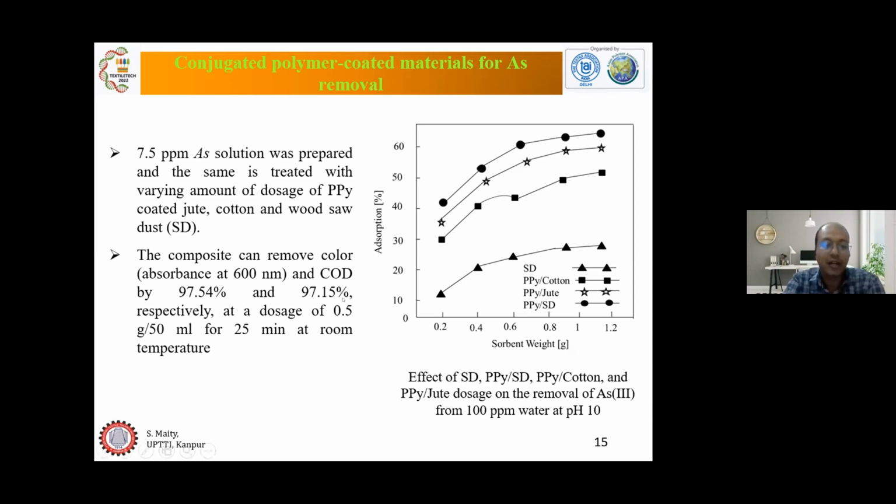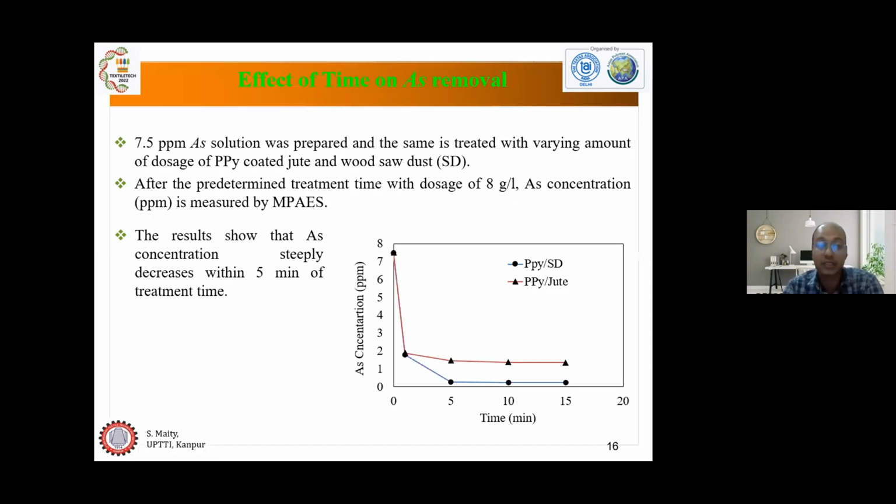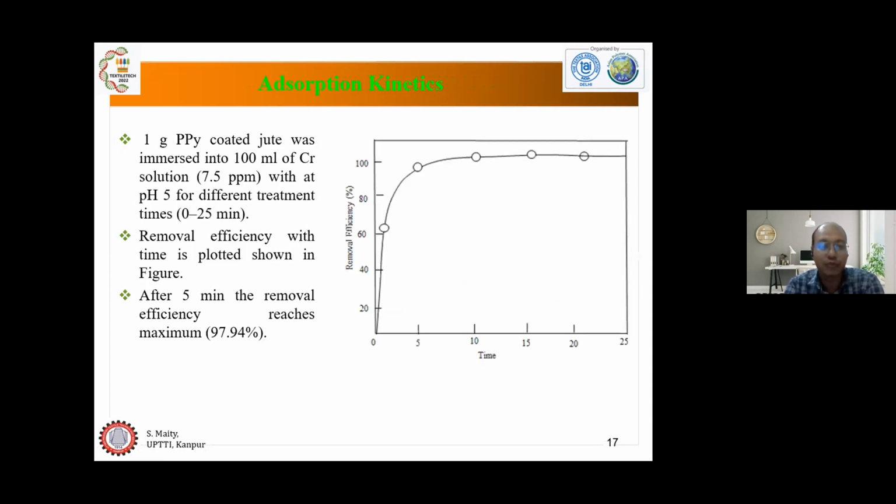Sir. Okay. So the efficiency is also very high. You can see the color removal efficiency is more than 97%. Now effect of time. If you see the effect of time graph, you can see that the adsorption is very quick. Within 5 minutes of treatment time, most of the heavy metal ions can be removed. Now adsorption kinetics, you can see here also the rate of adsorption is very quick. So the treatment process is very quick.